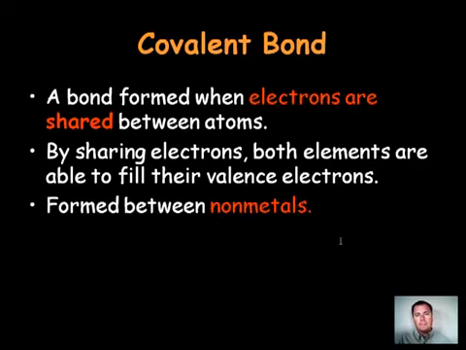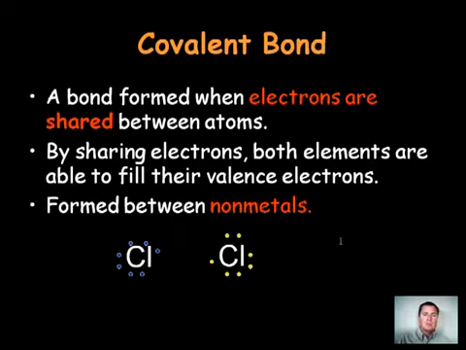valence shell. Now, covalent bonds are formed between nonmetals. Those are elements on the right-hand side of the metalloids, or that stair-step line going through the periodic table. So both elements in a covalent bond must be on the right-hand side. And all we're going to worry about for right now is binary covalent bonds. So when you look at a compound, you see two elements in there. Are they from opposite sides of the periodic table? If they are, they're ionic bonds. If they're from the same side, then they are covalent bonds.